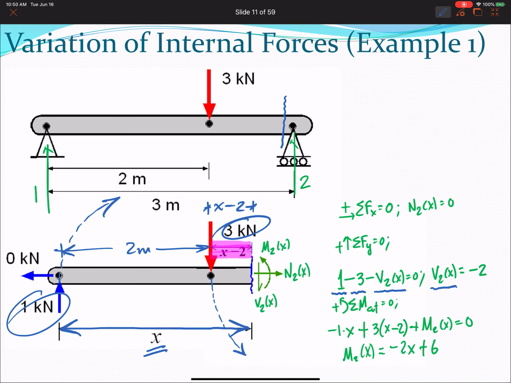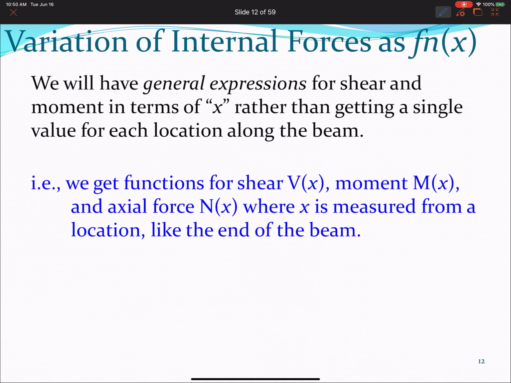That is the moment. So I have obtained one set of equations for the first segment, and then I have another set of equations for the next segment, and then I can use these equations to calculate the variation of the internal forces.